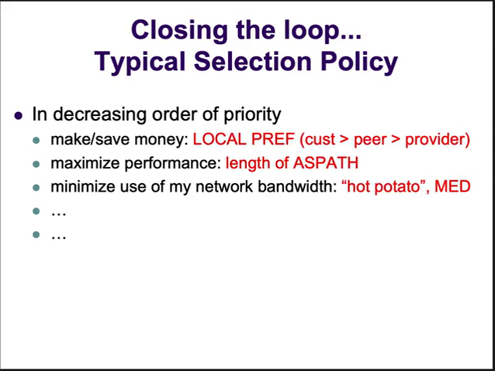You should now know, in terms of mechanisms, how this is implemented. Make or save money is your local pref value. This is how we do Gao-Rexford. Maximize performance, that's the length of your AS path. And minimize use of your network bandwidth, that's this dance we play between MED and hot potato.